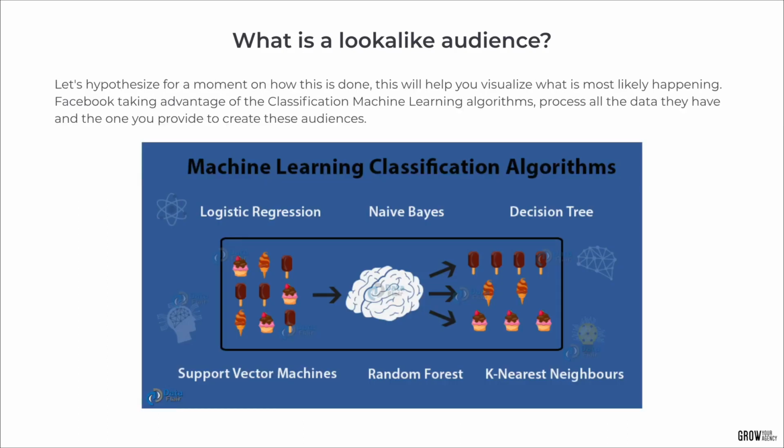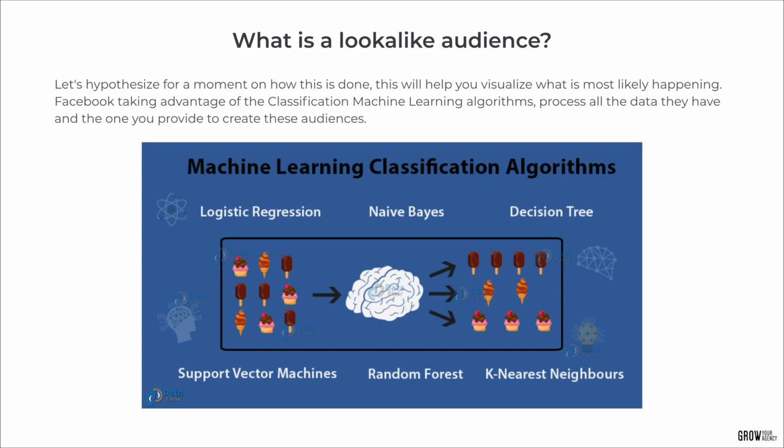Now let's hypothesize for a moment on how this is done, because this will kind of help you visualize what is most likely happening on the back end. Facebook is taking advantage of classification machine learning algorithms. All right. Sounds fancy, but it's really not. They simply process all the data they have and the ones you provide in order to create these audiences.